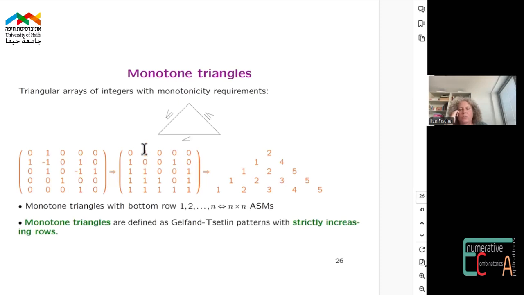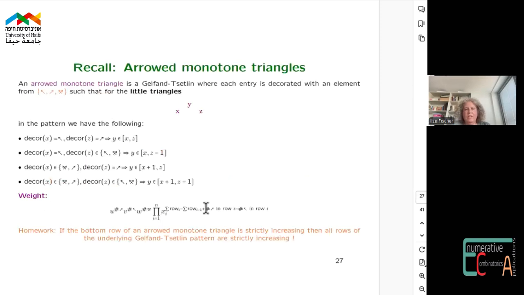So in the first row, you have a 1 in position 2, then you have a 1 in position 1 and 4, and this is how you get the monotone triangle. And it's known, it's not hard to see, that this is a bijection between alternating sign matrices and monotone triangles with bottom row 1, 2 up to n.